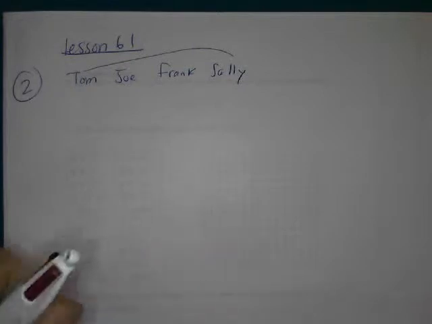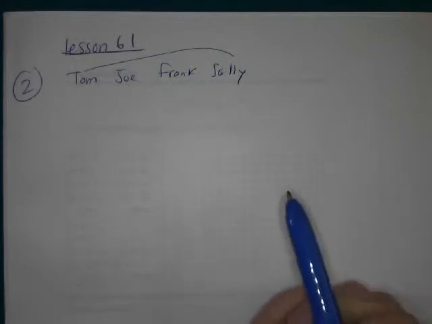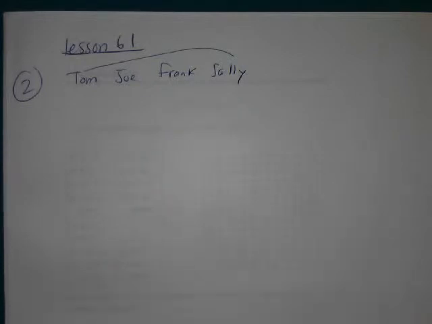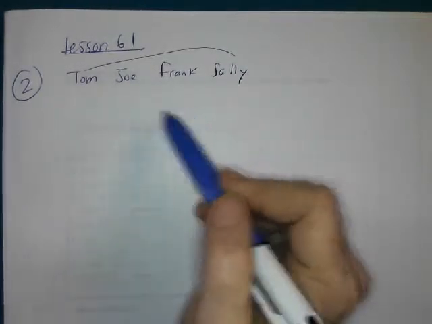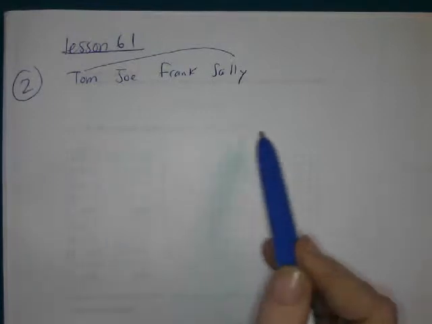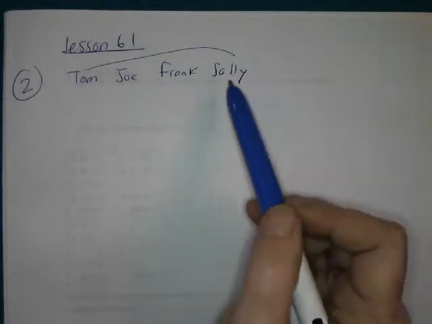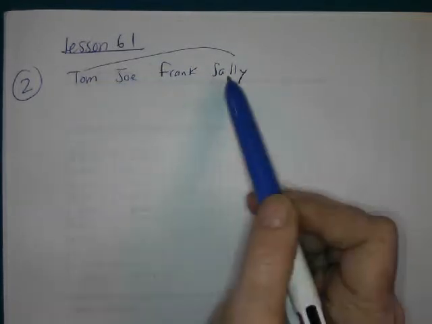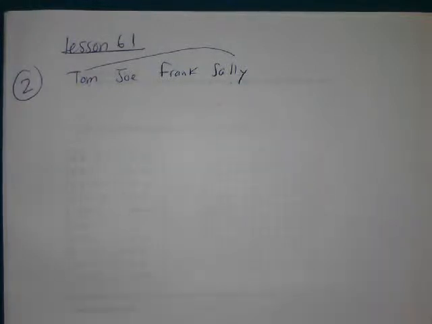Lesson 61, number 2. How many different ways can Tom, Joe, Frank, and Sally sit in a row if Tom won't sit next to Sally? So one way you could do it is you could just do a whole bunch of lines of squares, like have 4 empty squares, and just show all the different ways that you could do it with Tom not sitting next to Sally. Is that what we're going to do? That is actually what we're going to do here.